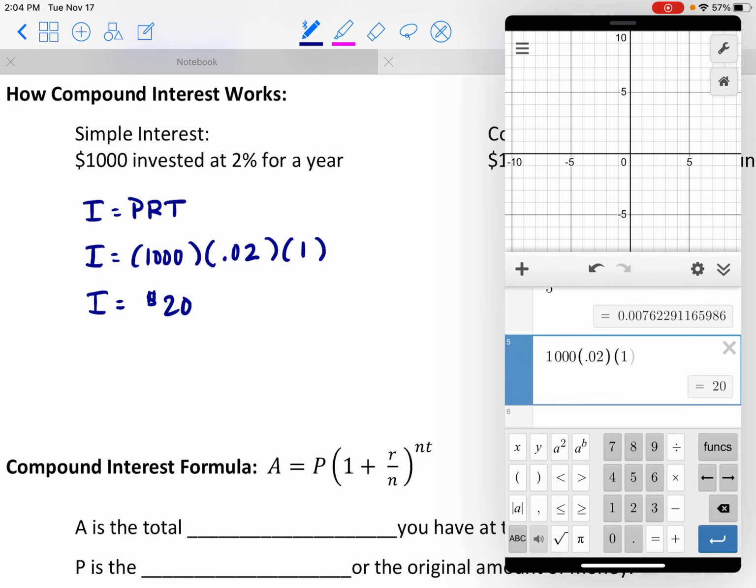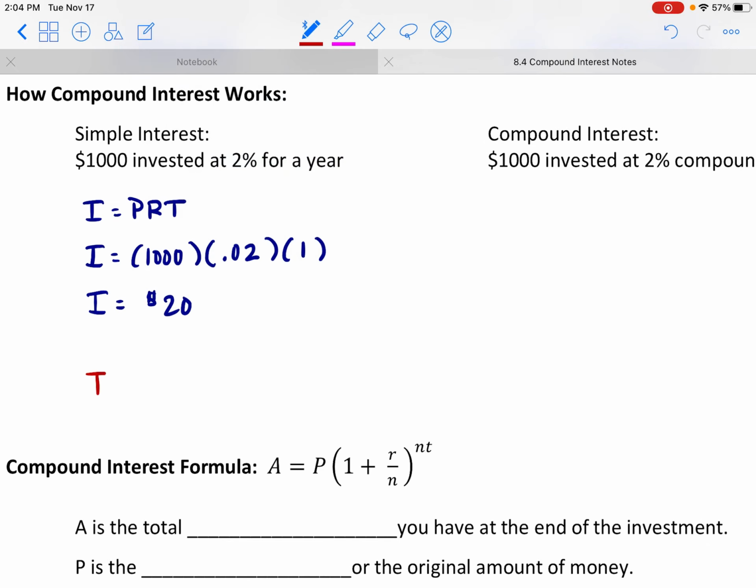Okay, so that means at the end of the year, the total that you have, if let's just say this is an investment, okay, the total that you have is the $1,000 that you started with plus the $20 in interest, so $1,020. Okay, so simple interest, one shot. There's your fee, or there's the amount that you're going to earn, depending on if it's a loan or an investment, okay? With compound interest, we're still calculating interest technically the same way. It's principal times rate times time, but instead of just a one-time shot, you're going to be calculating the interest multiple times for the year.